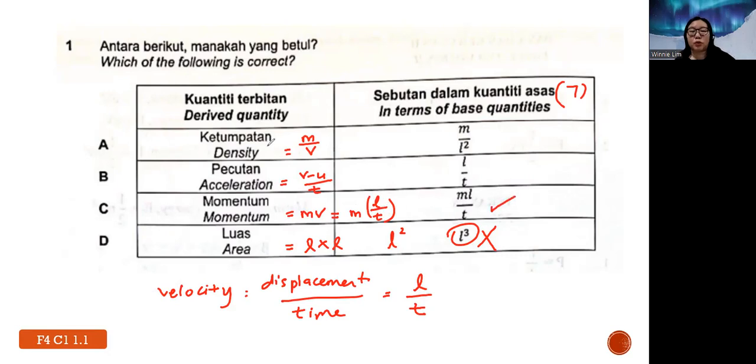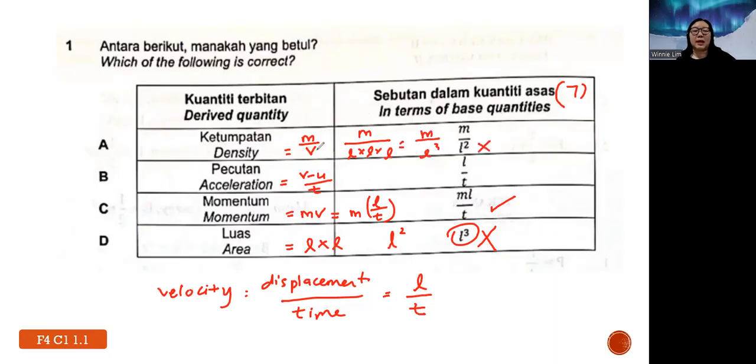If you notice, yes, this is exactly the same. But I will also show density and acceleration in terms of base quantities. Density is mass per unit volume. Don't confuse the capital V with the small v. The mass stays the same, but volume is basically length times length times length. So supposedly you get M over L cubed, but this is wrong again.